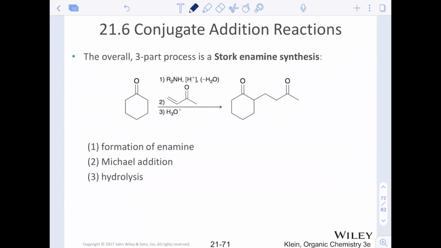So overall, we see form the enamine and then do conjugate addition at the beta position and then hydrolysis for that enamine back to the ketone plus tautomerization for the carbonyl. Excellent.